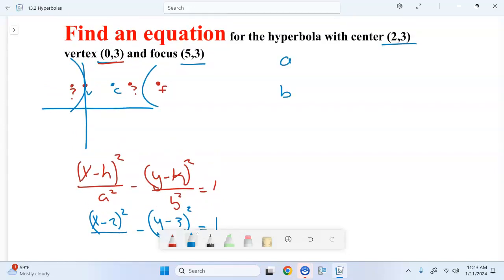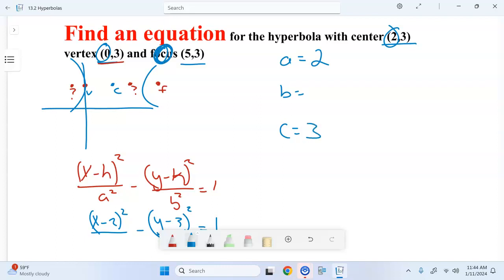In order to find B, we're going to have to use C. A measures what distance? Vertex to center. How far away is our vertex from our center? 2 units. Went from 2 to 0. So A is 2. Center to focus gives us what? It is 3, but it gives us which letter? C. Focus. So C is 3.